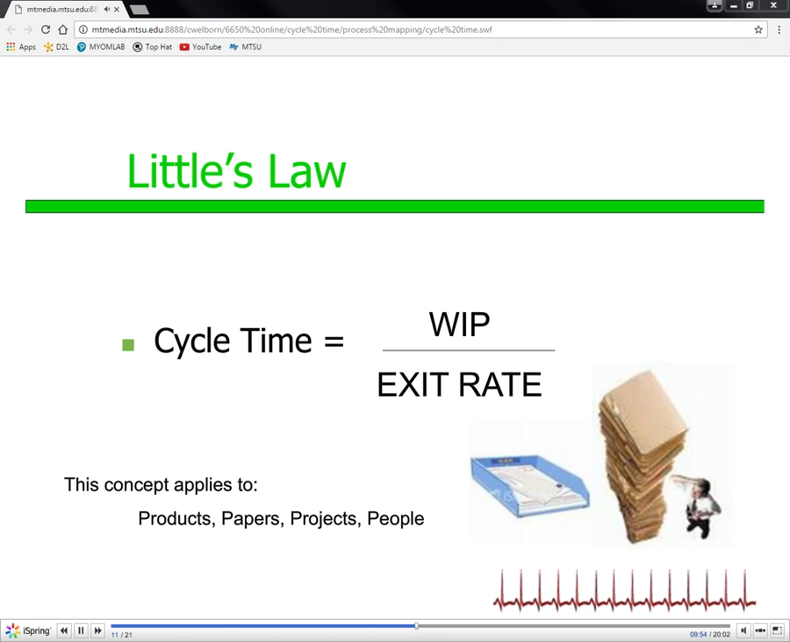You think about maybe something that goes into an oven and it has to cook for a certain amount of time. Well, you can't speed that exit rate up. What you do have control over is this WIP. It's the amount of work that's in your system. It's the amount of jobs or projects or products that you start in the system. And if you can reduce that WIP, then you reduce the cycle time.